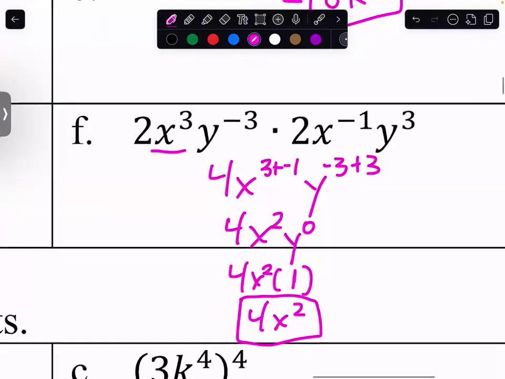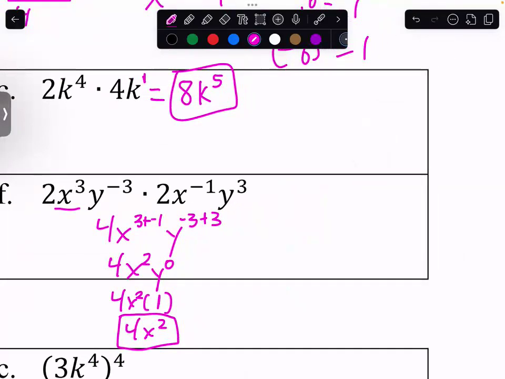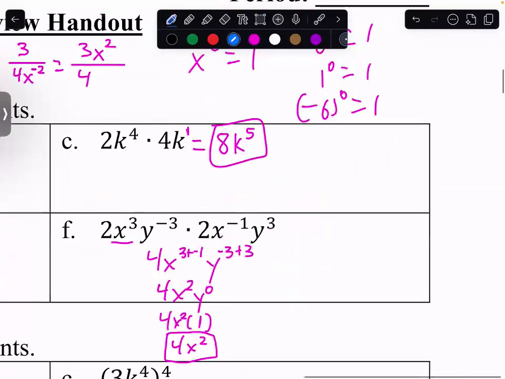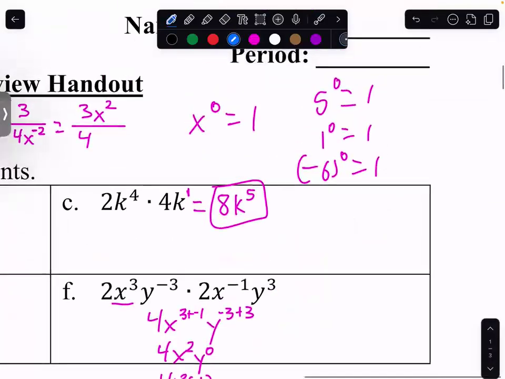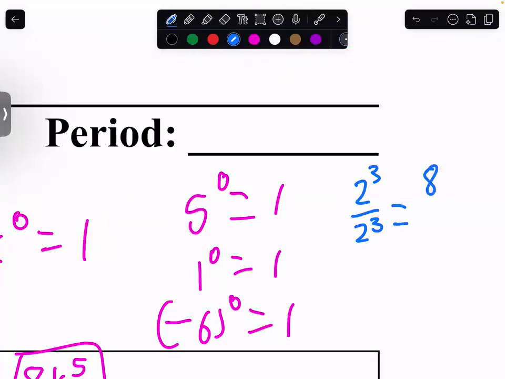It's very easy to mess up and say, oh, anything to the power of 0 is 0, which seems like it would make logical sense. But let me give you a quick example. Let's say you had 2 to the power of 3 over 2 to the power of 3. If you simplify them separately, 2 to the third power is 8, 2 to the third power is 8. So we know the right answer is 1.